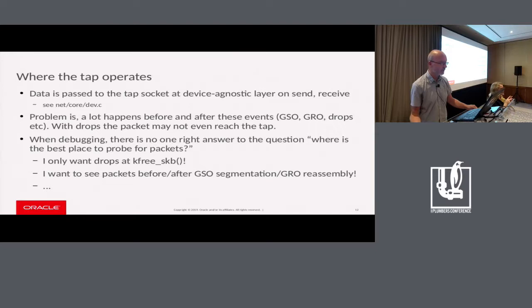So some people want to see the drops at kfree_skb, the error code path drops. Some people are going to want to see packets before GSO segmentation, some will want to see them after, and some will want to see them before or after GRO reassembly too.